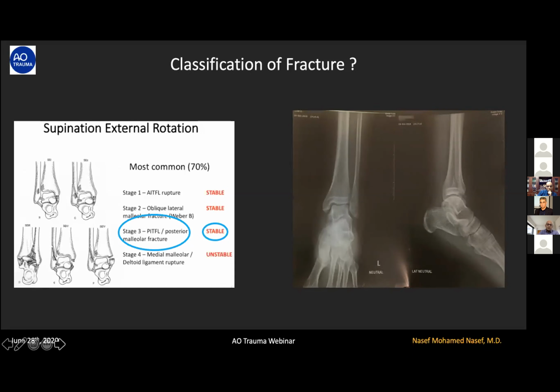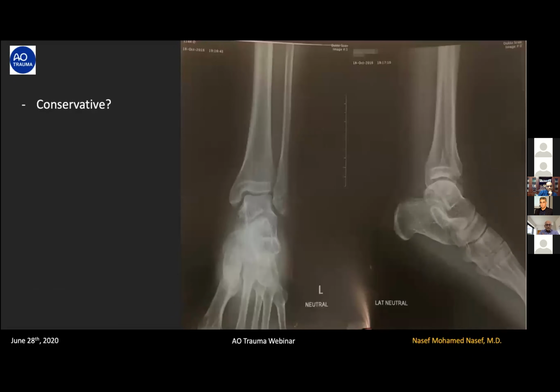But what we are concerned with is the unstable type, stage 4, because this differentiates the oblique lateral Weber B's. If it has a medial malleolus, of course, it's now a bimalleolar fracture. But if it has a deltoid injury, then it is also considered unstable. So comes the question: is it going to be treated conservatively with these x-rays?